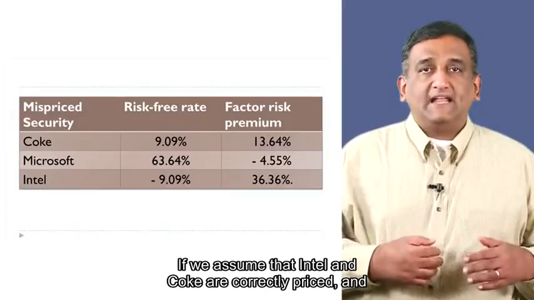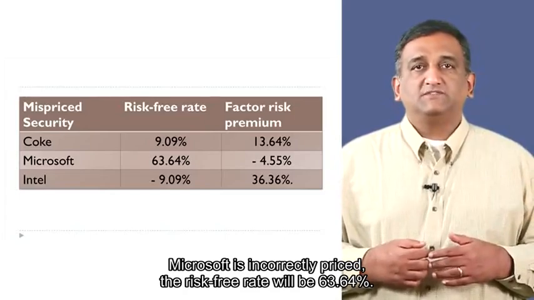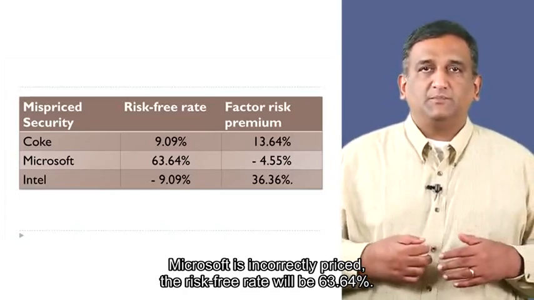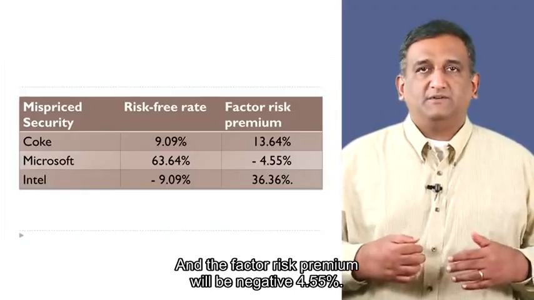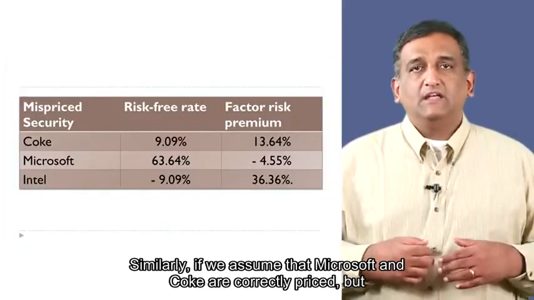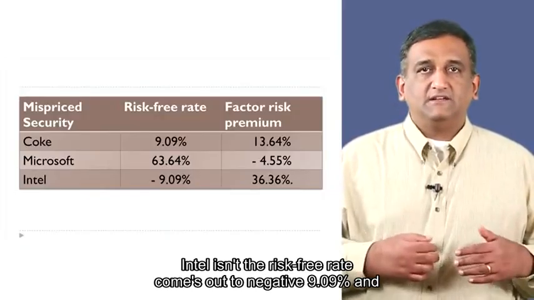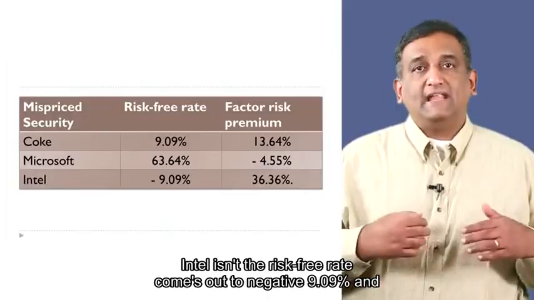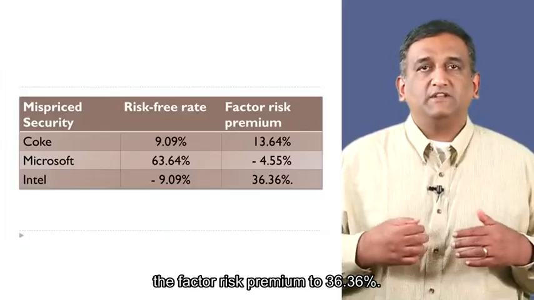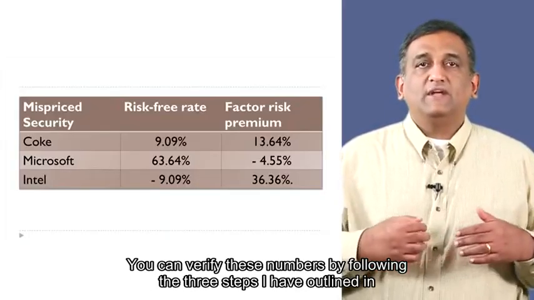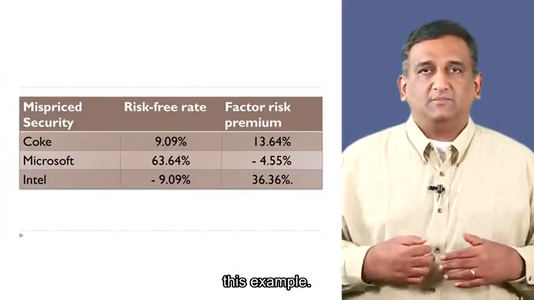If we assume that Intel and Coke are correctly priced and Microsoft is incorrectly priced, the risk-free rate will be 63.64% and the factor risk premium will be negative 4.55%. Similarly, if we assume that Microsoft and Coke are correctly priced but Intel isn't, the risk-free rate comes out to negative 9.09% and the factor risk premium to 36.36%. You can verify these numbers by following the 3 steps I have outlined in this example.